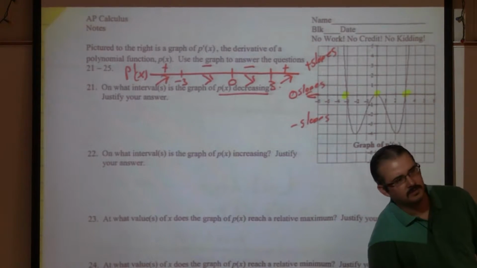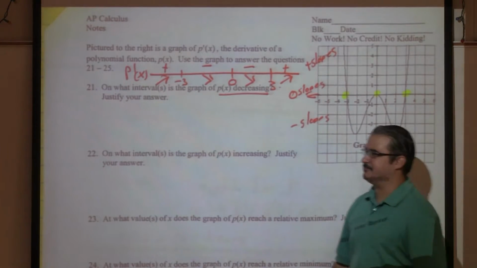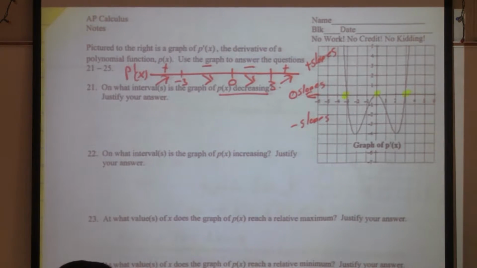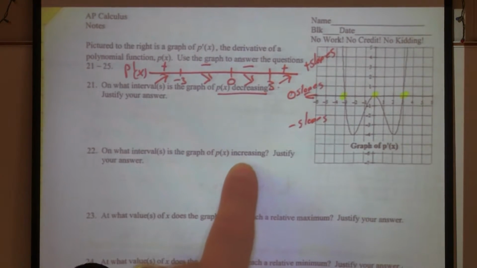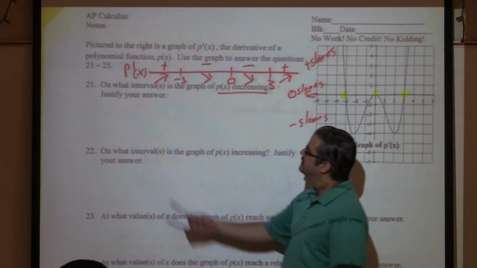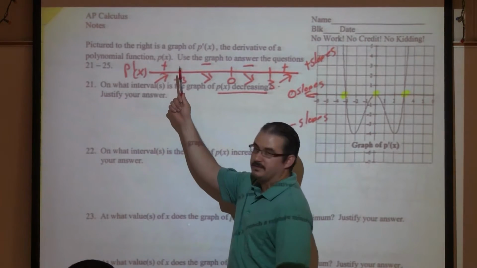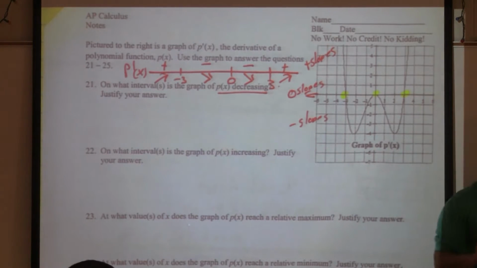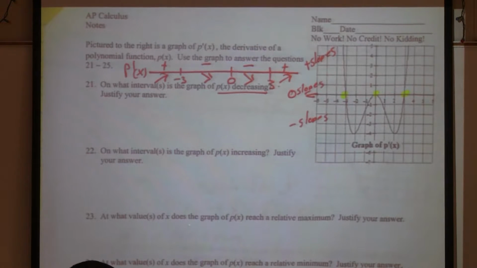Because what? F prime of x is less than 0. Good, just a minor technicality. Where is it increasing? From negative infinity to -3, union 3 to infinity. Because P prime of x is greater than 0.